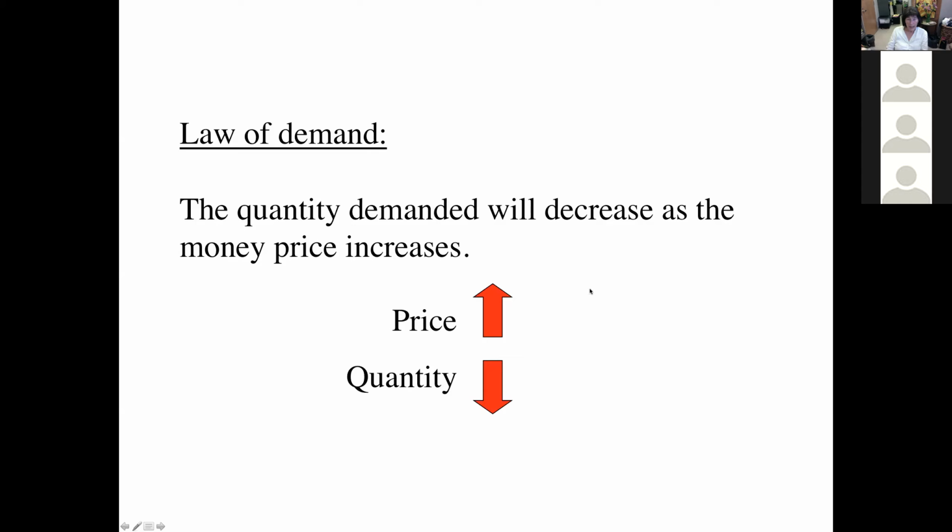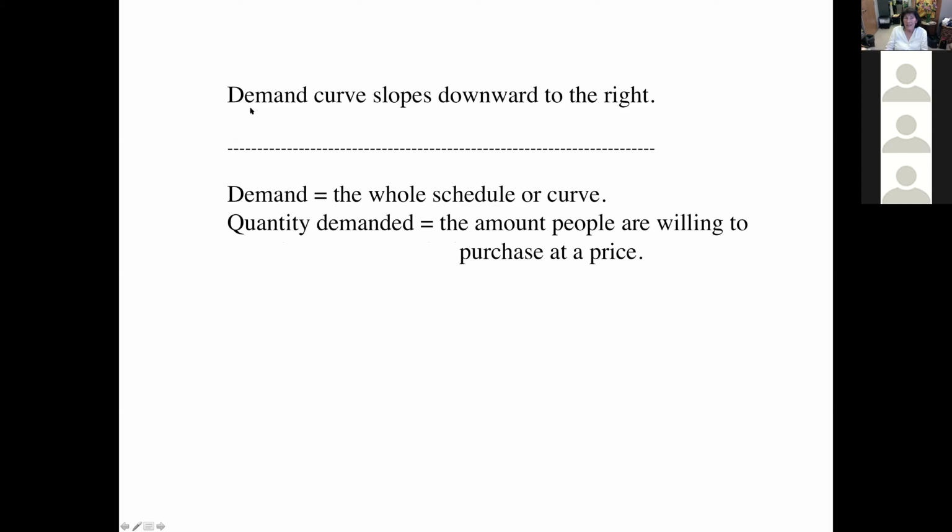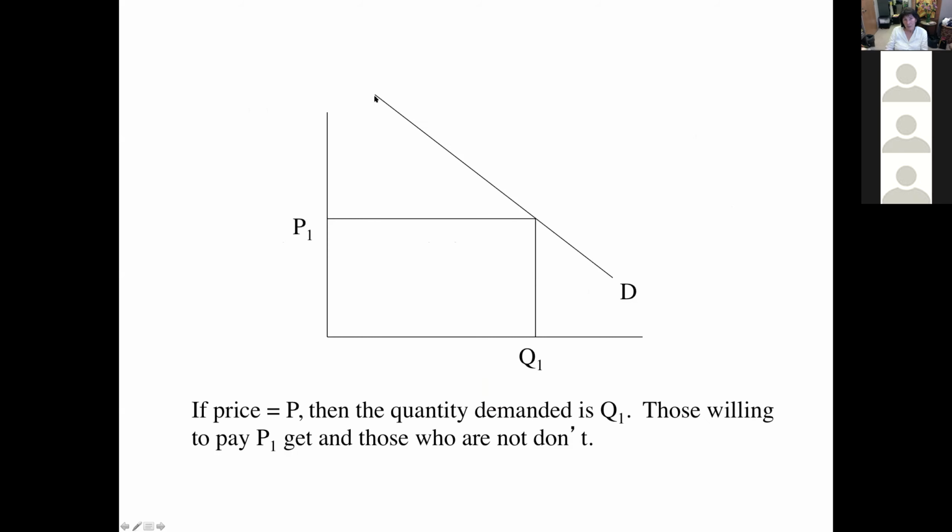So we have demand, and it looks always like this. As the price goes up, we want less of it. That's just how it always looks. The law of demand says so. That's what it is. And so what that means is that demand curves slope downward to the right. And so it looks like this. It slopes downward to the right. And this whole curve is demand.